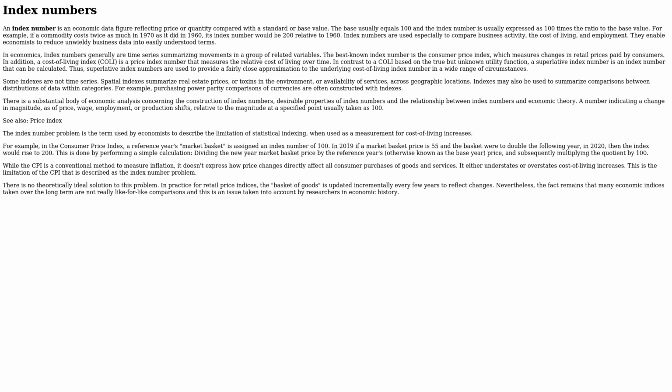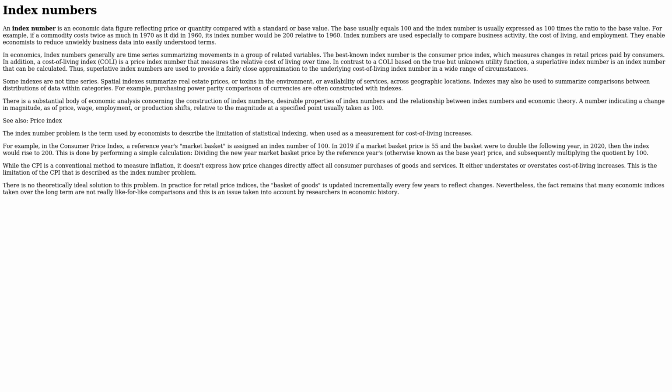While the CPI is a conventional method to measure inflation, it doesn't express how price changes directly affect all consumer purchases of goods and services. It either understates or overstates cost of living increases. This is the limitation of the CPI that is described as the index number problem. There is no theoretically ideal solution to this problem.